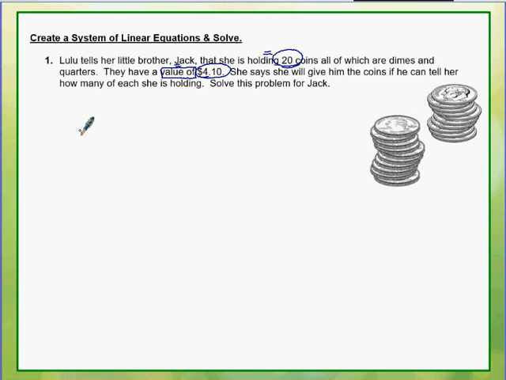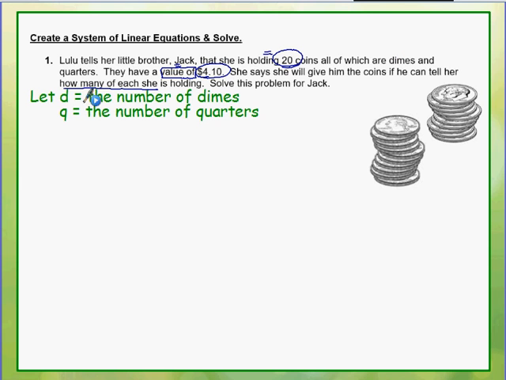Before we can set up a system of equations, we need to identify what our variables are. Jack's dilemma is that he doesn't know how many of each she is holding. So we need to use variables to represent the number of dimes and quarters she has. I'm going to let D equal the number of dimes and Q equal the number of quarters.